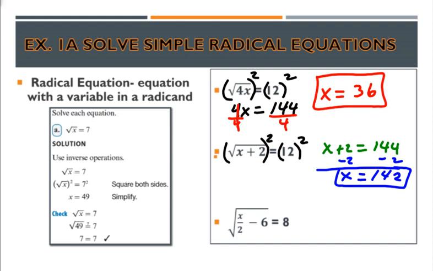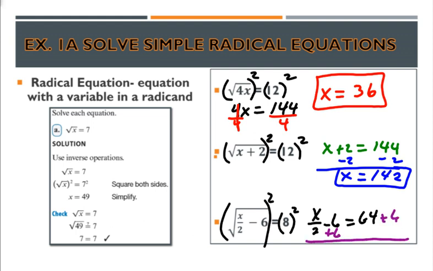And the last example on this page, we have a radical. We need to undo that by squaring that side. That means I have to square the 8. So now I have x over 2 minus 6 equals 64. To get x over 2 by itself, I need to add 6 to both sides, and I have x over 2 equals 70. To get x completely by itself, I need to multiply by 2. Whatever I do on one side, I do on the other. That gives us x equaling 140.